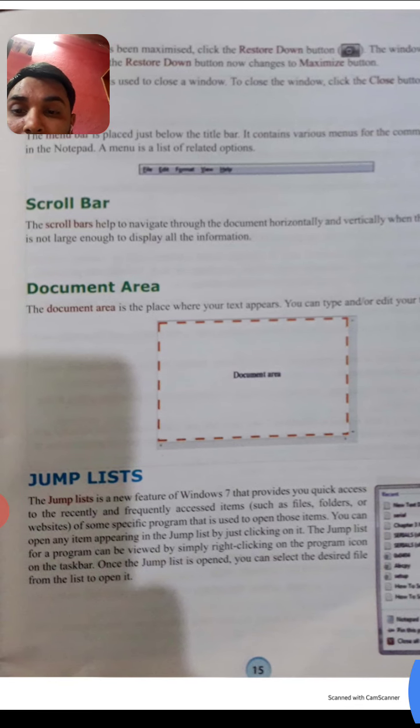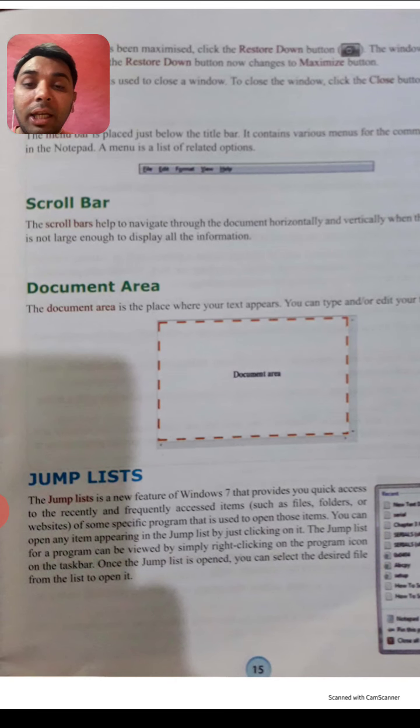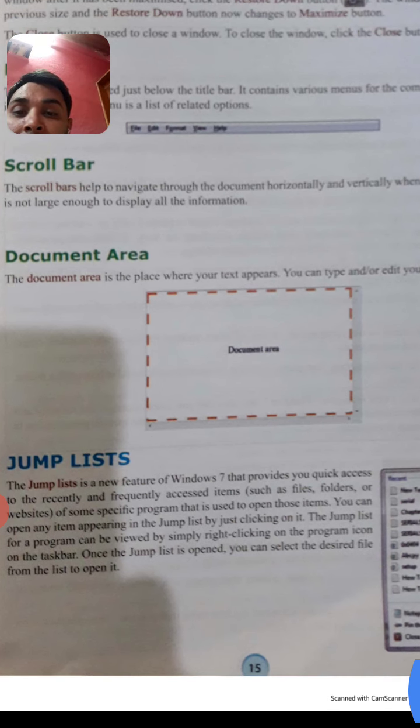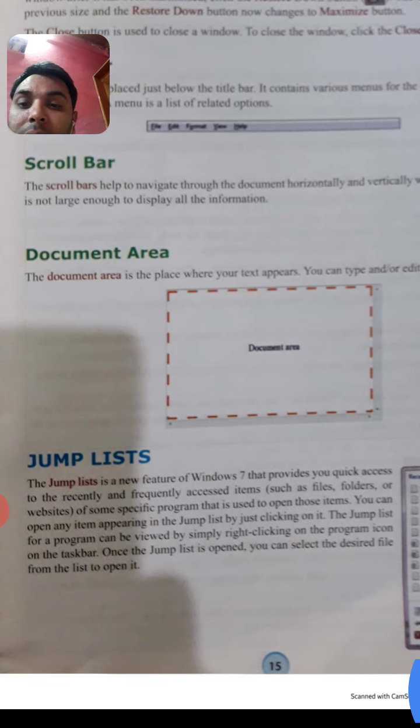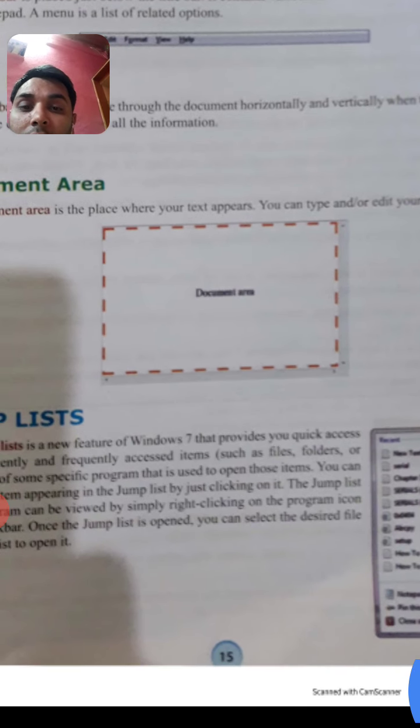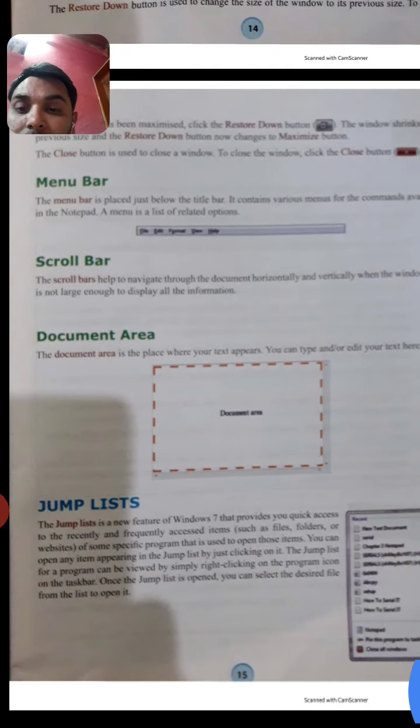Now see students, the jump list. What is a jump list? The jump list is a new feature of Windows 7 that provides you quick access to recently and frequently accessed items such as files, folders or websites. What is present in a jump list? Files, folders or websites of a specific program that is used to open those items. You can open any item appearing in the jump list by clicking on it. The jump list for a program can be viewed by simply right clicking on the program.